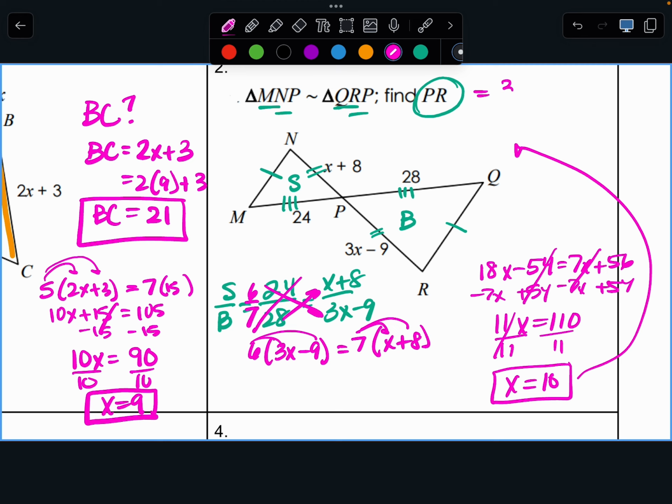So PR equals 3x minus 9. So that's 3 times 10 minus 9. That's 21.